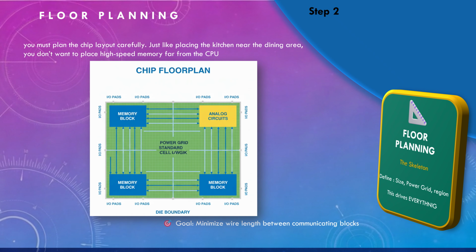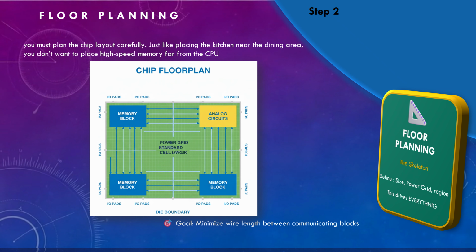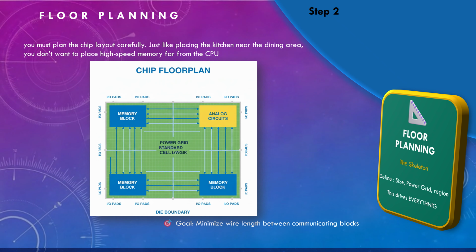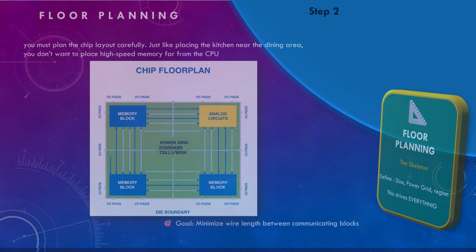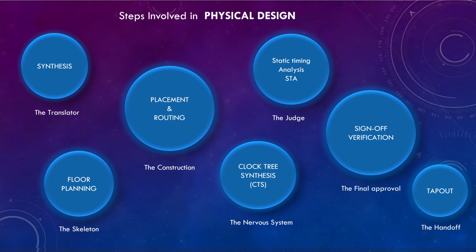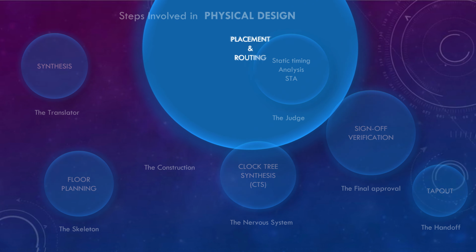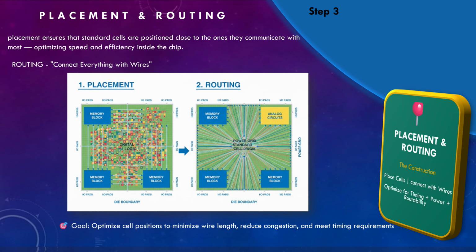Step 3. Placement and routing. Okay, now the real construction begins. There are two parts here. Placement. You take all those gate files from synthesis and place them physically on the chip, and also optimize positions to minimize wire length. Think of it like arranging furniture inside your house.